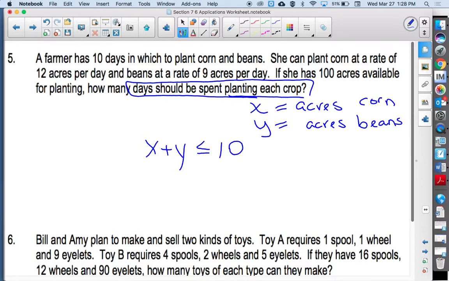So, the number of acres that I plant for one variable and the number of acres that I plant for another each day, I have 10 days to plant them. And then the other one, Brandon, you said, 12x plus 9y is less than or equal to 100. That's because I have 12 acres every day for corn, 9 acres every day that I can plant for beans. Okay, and again, we have at least a total of 100 acres available for those two crops. And then finally, x and y greater than or equal to 0.